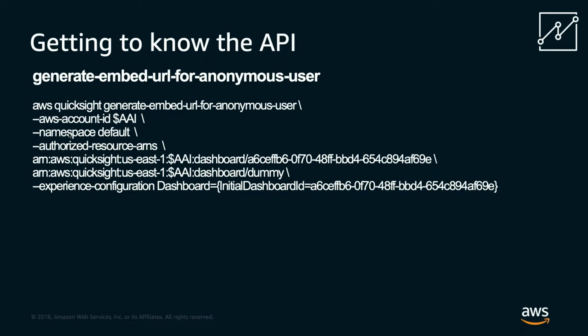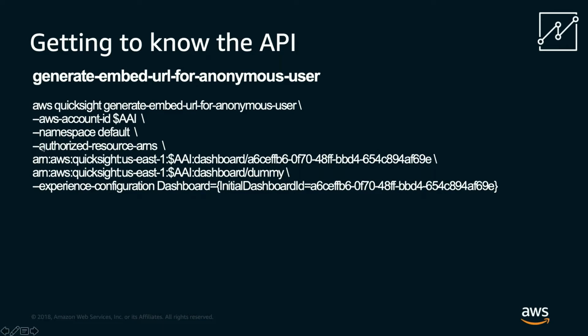Now, since there is no user context, you can't track it by user, but having the namespace in here lets you tag each and every embed URL that's being generated back to that namespace for billing purposes. And it will show up in the cost and usage report under resource ARNs.